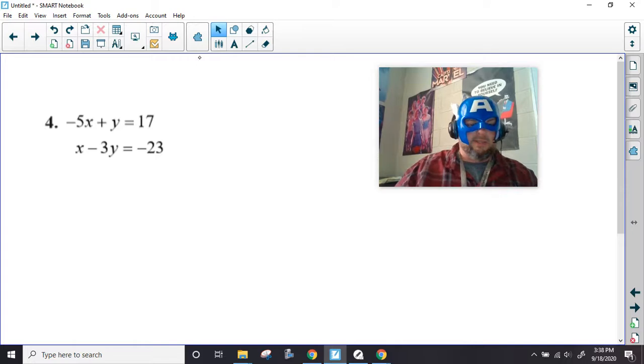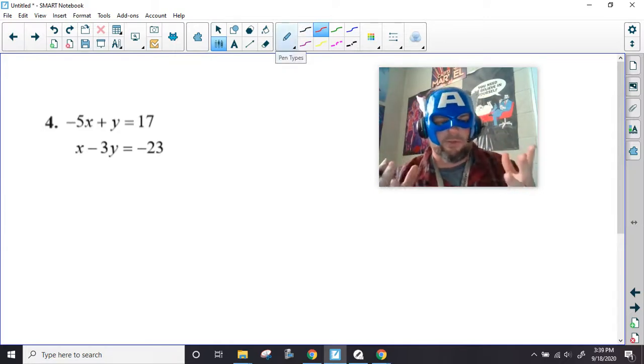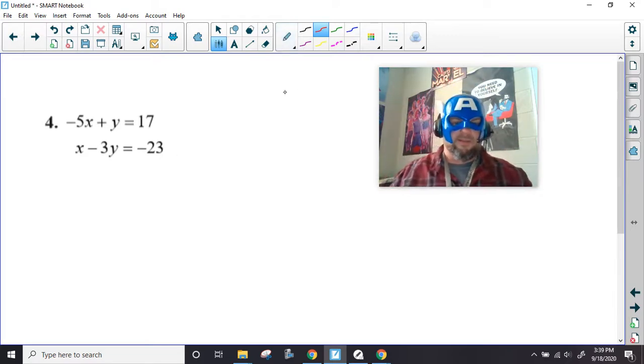All right, so this one you kind of have either way that you could go. We don't have a variable by itself, but this is like the old choose your own adventure books. Pick a variable that you want by itself. I like the path of least resistance, and it's really not going to matter for these, because let's say if we use this one and we solve for y.